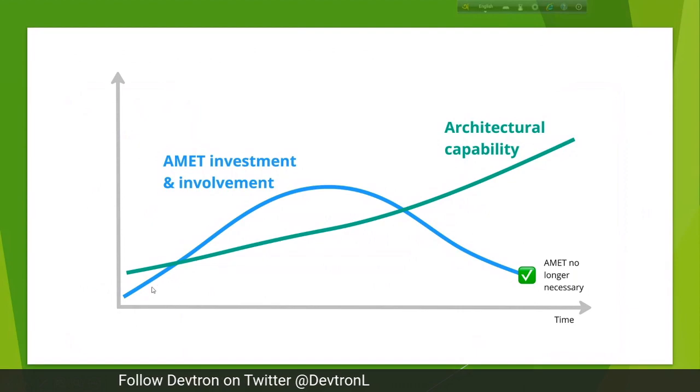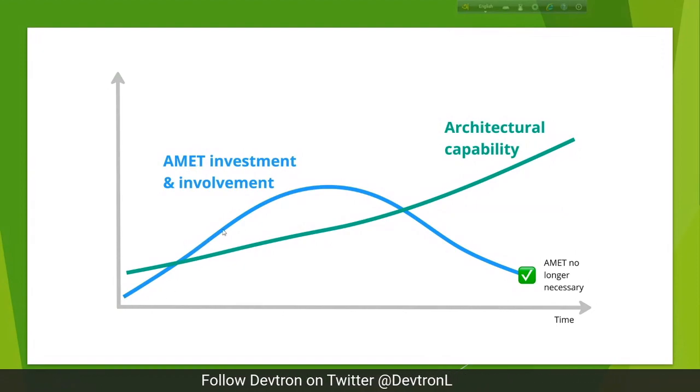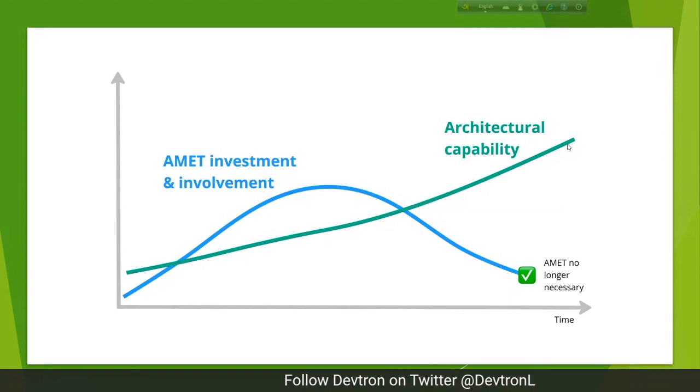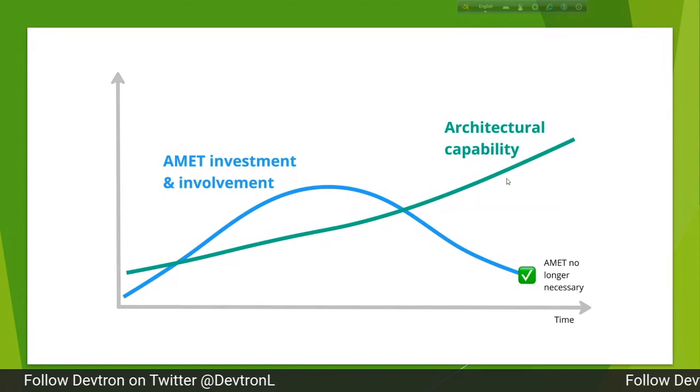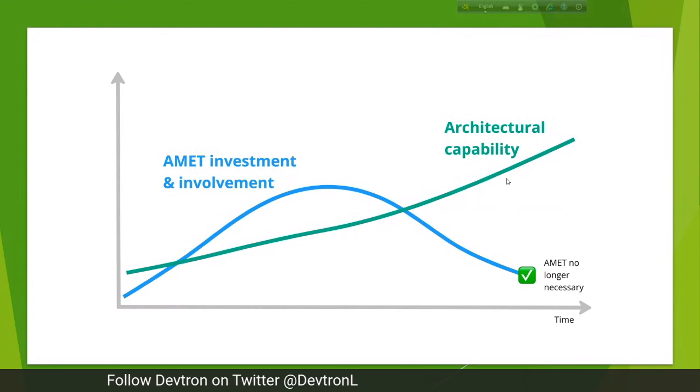So that is why, if you see over time, the blue line is the architecture modernization enabling team. As you can see, initially there is a lot of investment needed in the team, but over time it is no longer necessary. AMET is no longer necessary, whereas the architectural capability of your team is constantly increasing. So at this point, do you really need another team? No, because all your engineers and architects within your team are already capable. They have already understood what is needed to do an end-to-end architectural modernization.